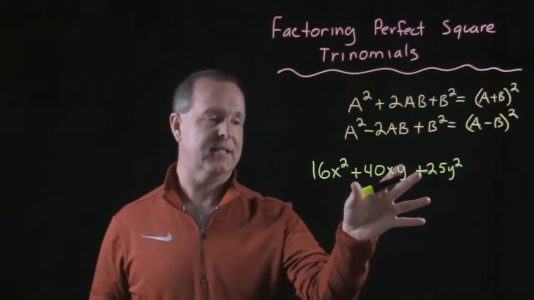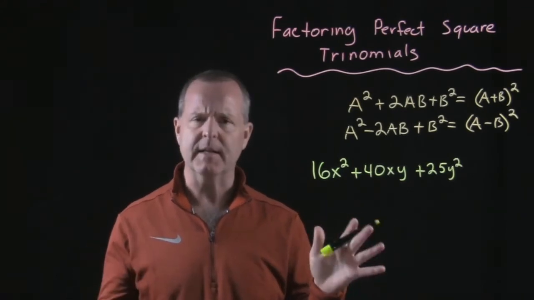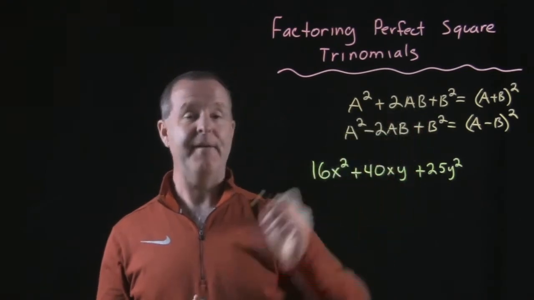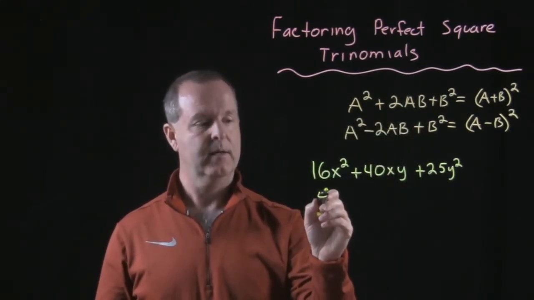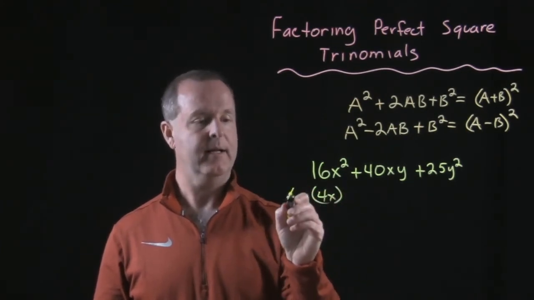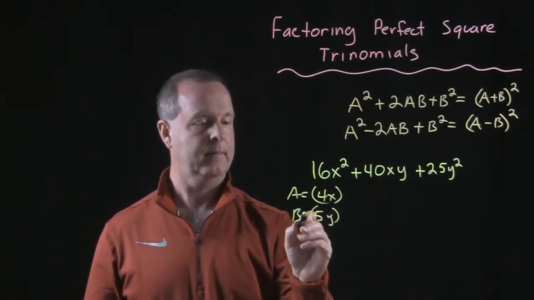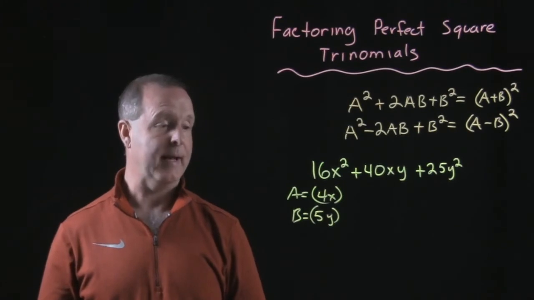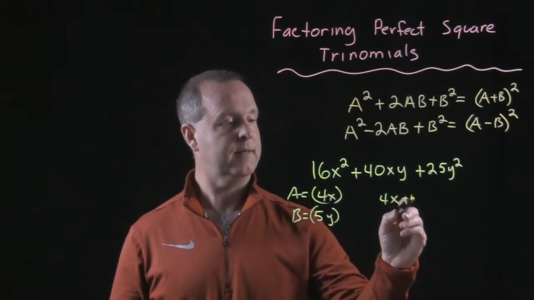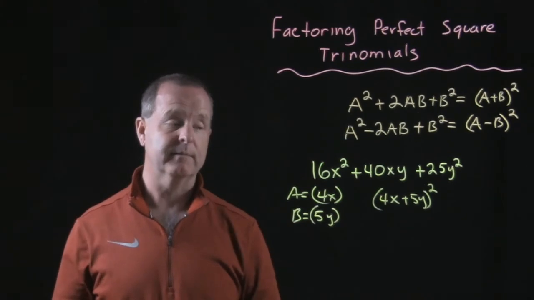Now we suspect this one to be a perfect square trinomial, but it's in two variables. Well, that's no big deal. I can still live with that pretty easily. So if it follows the plus pattern up here, I recognize my a, which is going to be a 4x. And my b would equal a 5y. If I'm able to recognize my a and b, this factors then to (a plus b) squared, which is (4x plus 5y) squared. That's all there is to it.